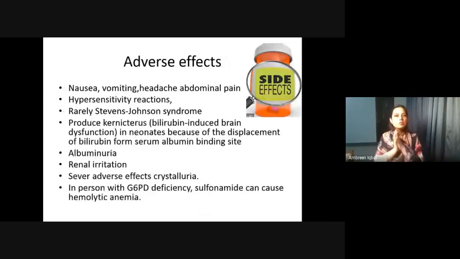The adverse effects of sulfonamide are so many that we must think about them. They are nausea, vomiting, diarrhea, abdominal pain. Hypersensitivity reactions are very common. Stevens-Johnson syndrome is present. They produce kernicterus, which is bilirubin-induced brain dysfunction in neonates because of the displacement of bilirubin from the serum albumin binding site. Albuminuria means albumin proteins in the urine, renal irritation, severe adverse effects, crystalluria, and if the patient has glucose-6-phosphate deficiency, sulfonamides cause hemolytic anemia.